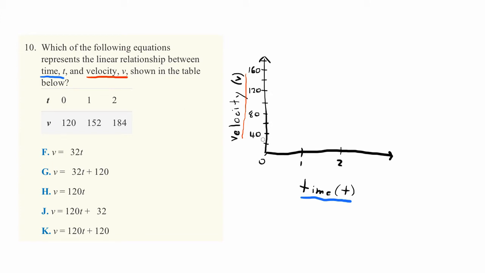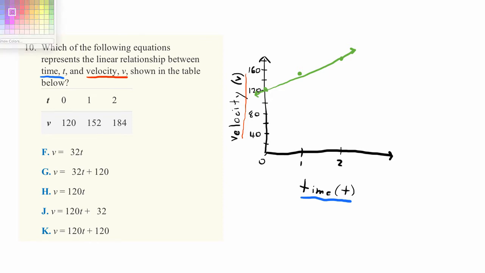When time is equal to 0, the velocity is 120. When time is equal to 1, the velocity is 152. When time is equal to 2, the velocity is 184. And so what they're asking us for is what equation describes the line that passes through these 3 points. And of course, they give us some examples.